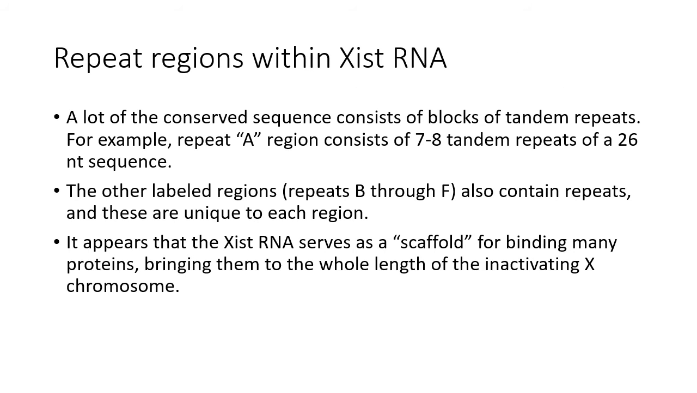Okay, so for example, a lot of these include tandem repeats. For example, repeat A consists of 7 to 8 repeats of a 26 nucleotide sequence. The other labeled regions also contain repeats that are characteristic of that particular region. So the bottom line is each particular region binds specific proteins whose job it is to install the various modifications along the X that are responsible for the inactivation process.